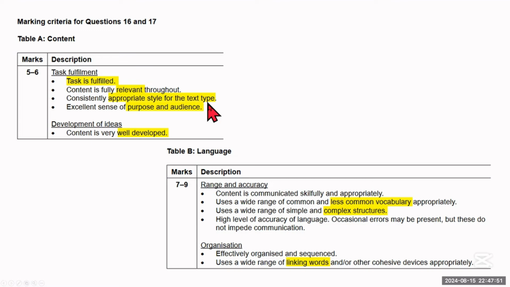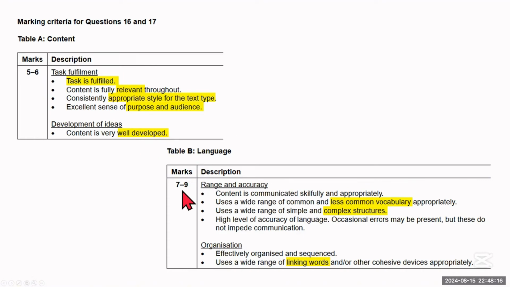This is a report, and you should have a sense of purpose and audience, and your content must be developed, which means that if you have taken the points from the question, you should have developed the points, extended them.